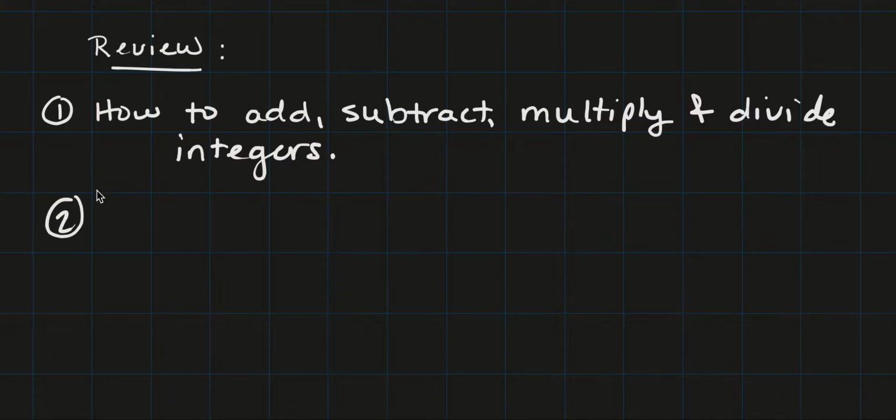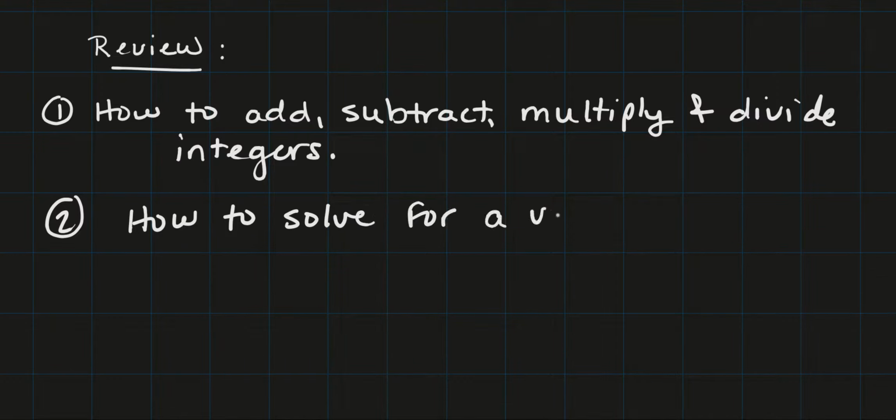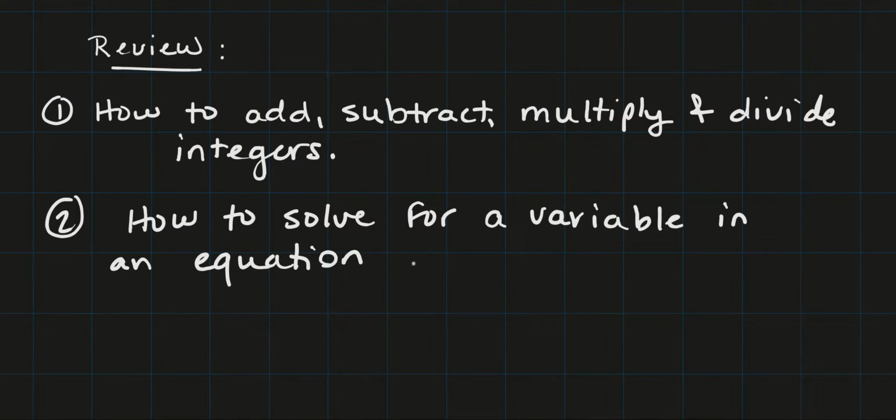After we review this, the next thing we're going to review is when we have an equation with two variables, and I give you one of the variables, we're going to review how to solve for the other variable. So, how to solve for a variable in an equation involving two variables.